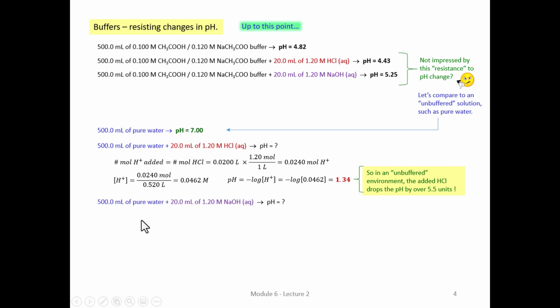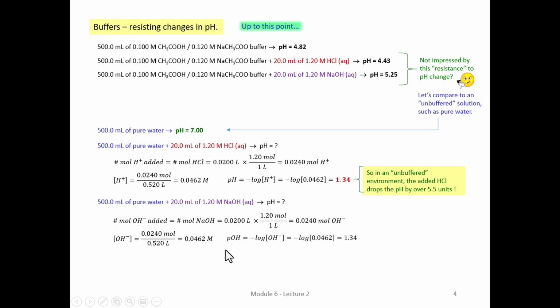We can do an equivalent calculation for the addition of 20 milliliters of 1.2 molar sodium hydroxide. The number of moles of hydroxide added is, of course, 0.0240. We can calculate the hydroxide ion concentration in the water, and it's, not surprisingly, the same number as you get up here. But you have to remember, if you take minus the log of the hydroxide ion concentration, that's pOH, which is 1.34, but the pH is 14 minus the pOH. So the pH is 12.66.